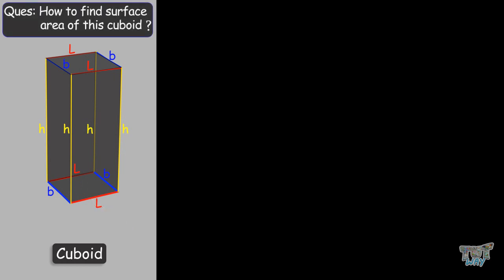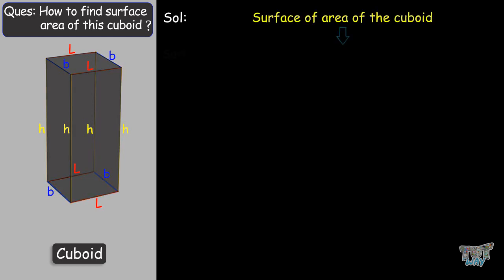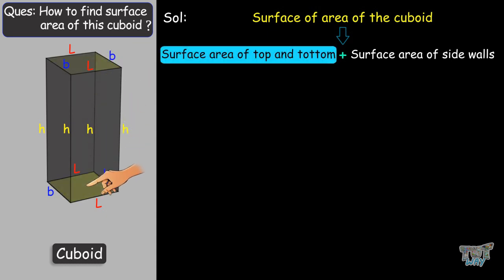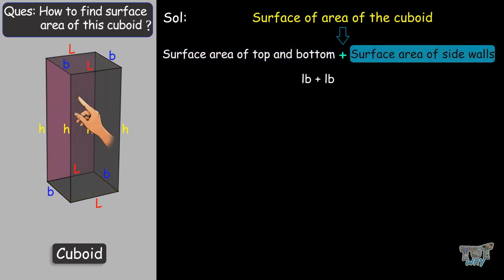Now, what if we want to find the surface area of this cuboid? What do we have to do? We will find the surface area of the 2 surfaces, top surface and bottom surface, then add them up, and then find the area of the 4 side walls and add them up. That will be the total surface area. Surface area of the top and bottom will be length multiplied by breadth plus length multiplied by breadth, or 2 times length multiplied by breadth, and surface area of these walls.